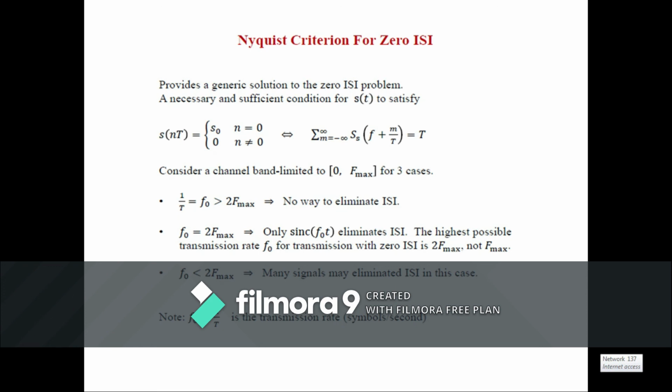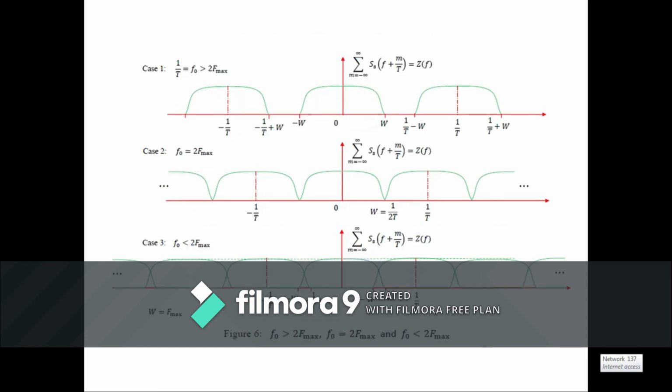Then the highest possible transmission rate is f_0 for transmission with zero inter symbol interference, because your operating frequency is equal to twice the maximum frequency, to verify the sampling theorem. And if your operating frequency is less than twice the maximum frequency, then many signals may eliminate the inter symbol interference.